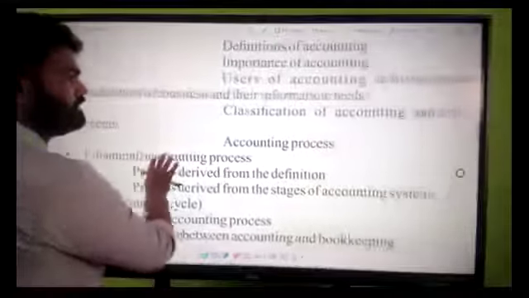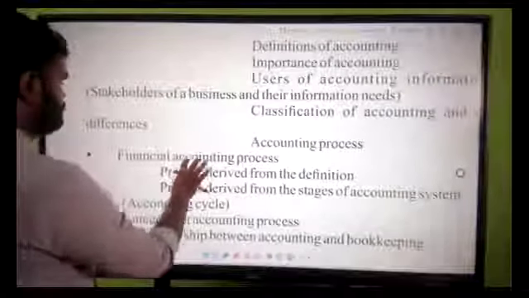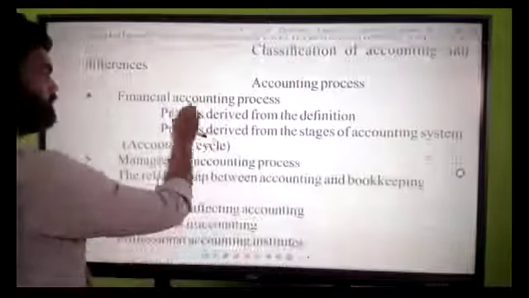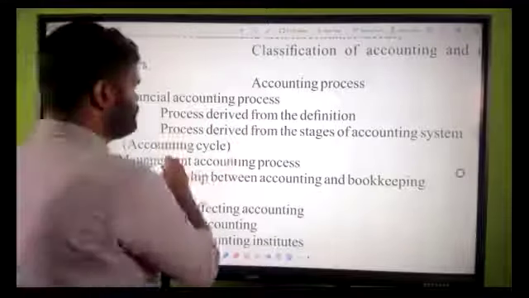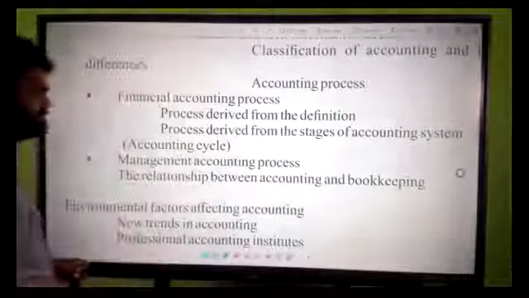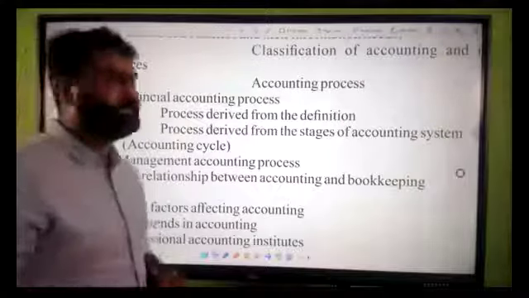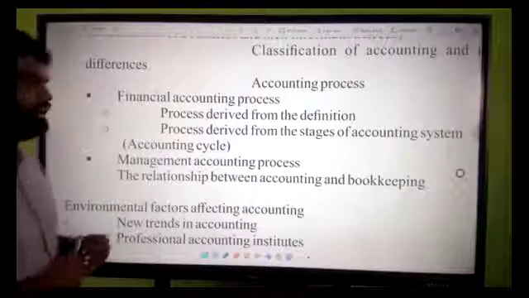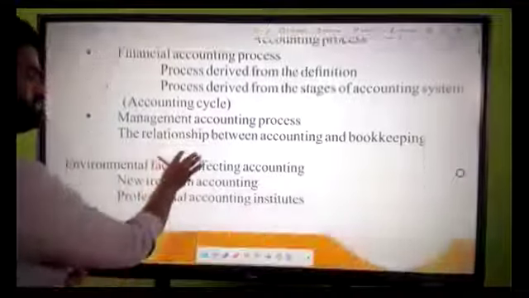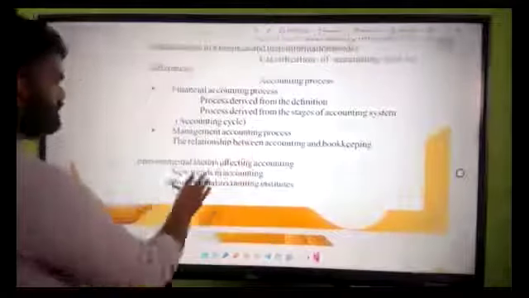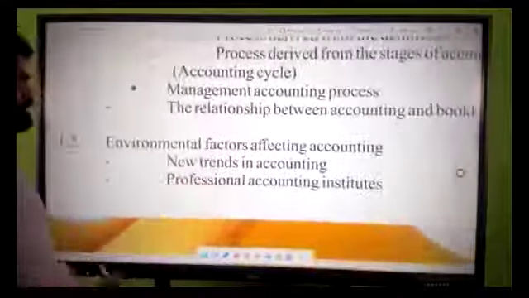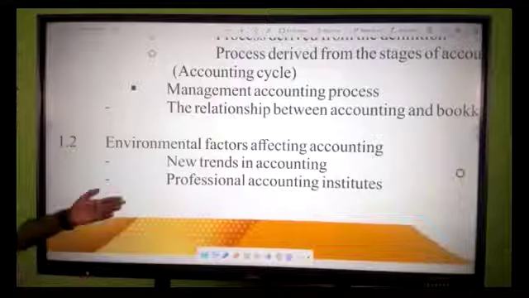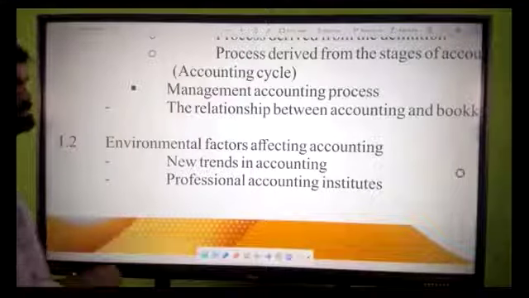After that, you should know how to classify accounting and its differences. What are the types of accounting, especially financial accounting process derived from the definition, derived from the stages of the accounting system. In our theory class, we discuss these things very deeply. But in this stage also, I am going to discuss these things to get an idea. So the management of accounting process, the relationship between accounting and bookkeeping, and this is step 1.2, environmental factors of accounting, new trends in accounting and professional accounting institutions. These things you should know clearly under this one.